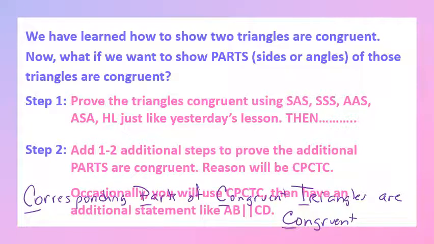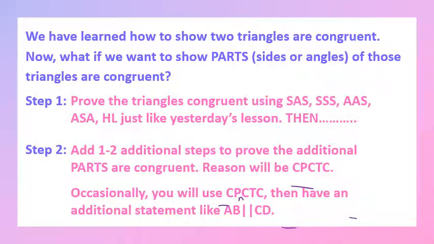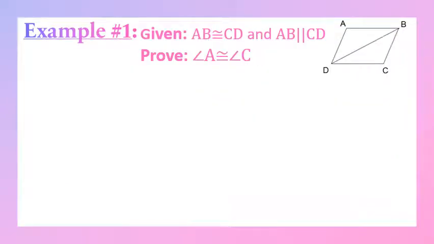Occasionally we will use CPCTC and then have to make an additional statement like AB is parallel to CD. That sometimes happens, but is not always the case. All right, so let's look at some problems.